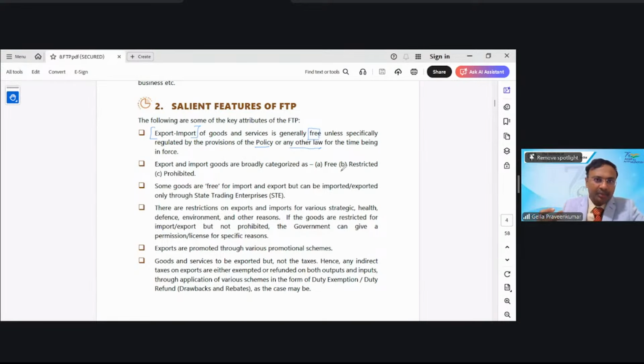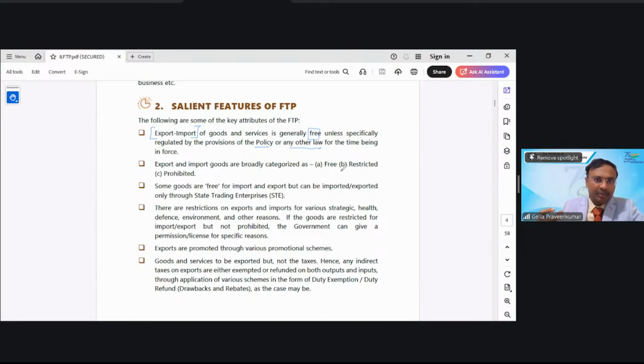So what I would suggest at this point in time: the words which I'm underlining, the words which I'm putting in boxes, please write them down in your running notes. These are the words which we use when we write our answers in the examination. Like in revision, the moment you see the terms, it should tick in your mind: this question, this is how I have to build my answer. So here they say that goods are generally free in nature unless regulated by the policy itself or by any other law in general.